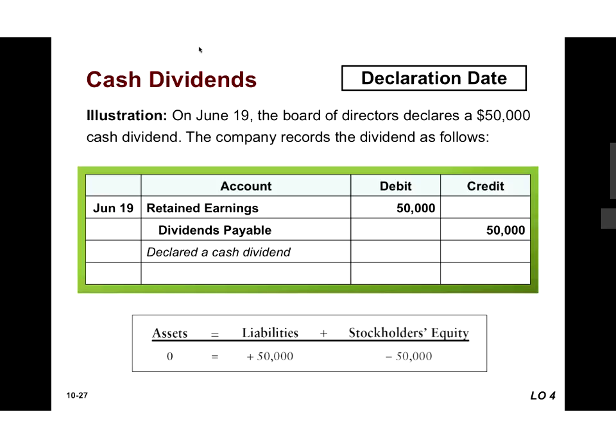So up in the corner you see declaration date. So on the date of declaration, we are reducing stockholders' equity and increasing liabilities.